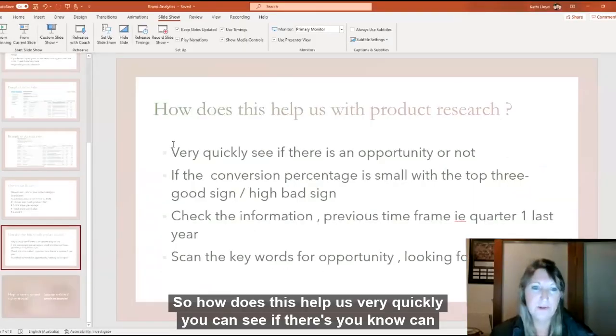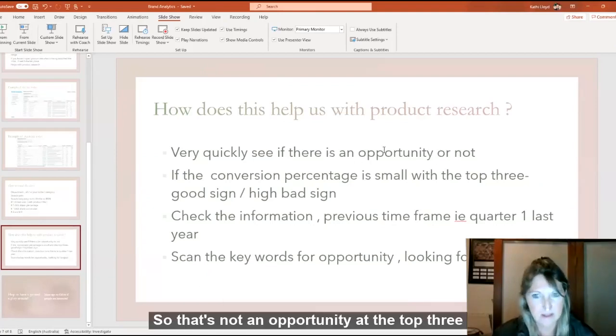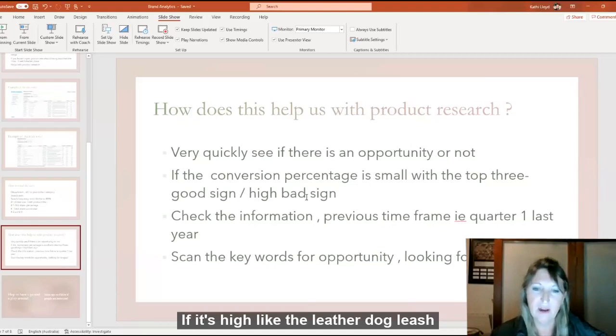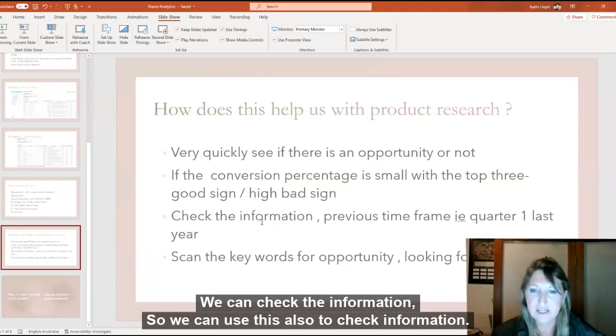So how does this help us? Very quickly, you can see if it can scare you away. So that's not an opportunity. If the top 3 percentage is low, it's a good sign. If it's high, like the leather dog leash, it's a bad sign. We can check the info.